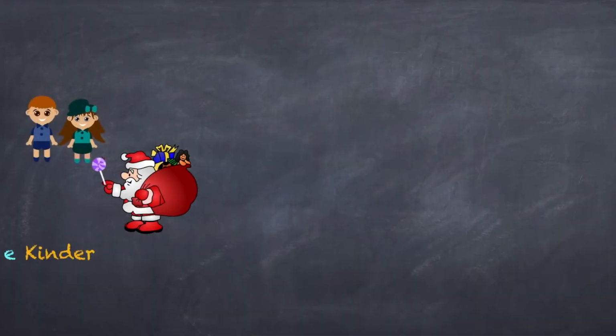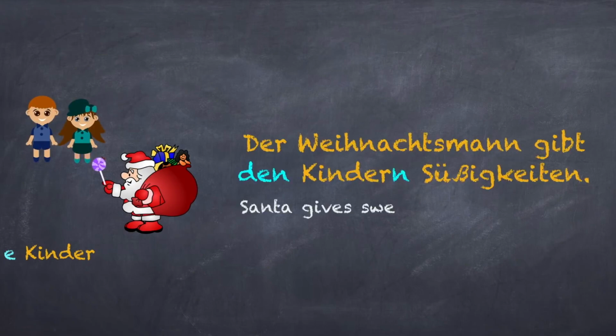Let's see what happens in the plural case. Der Weihnachtsmann gibt den Kindern Süßigkeiten. In this case, the article die changes to den and you add an n to the noun. That is, die Kinder changes to den Kindern.